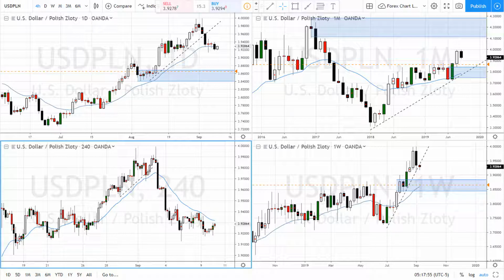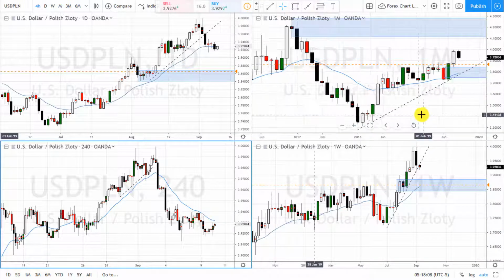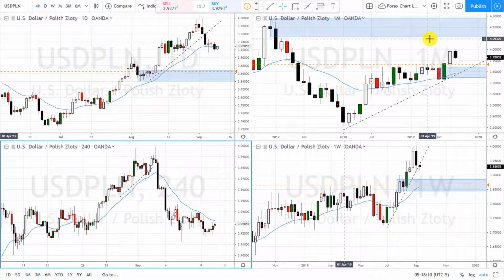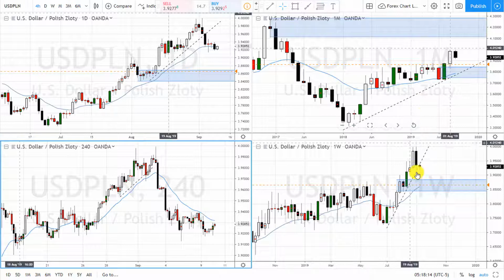Let's take a look at the USD versus PLN and see where we can identify supply and demand areas. On the monthly, we have a clear uptrend. You can see this trend line here. It's a clear uptrend with a monthly supply zone ahead and a monthly demand zone right here.